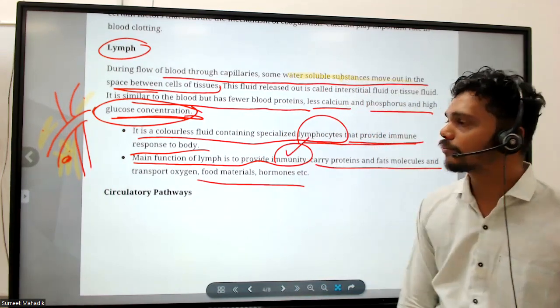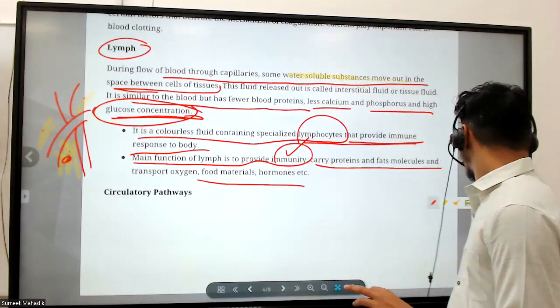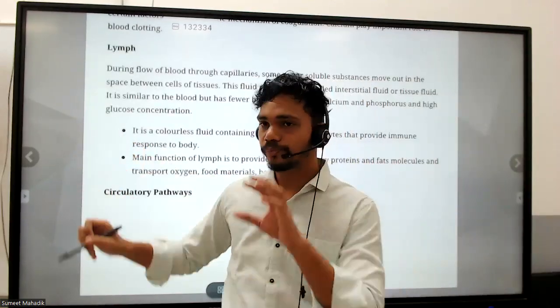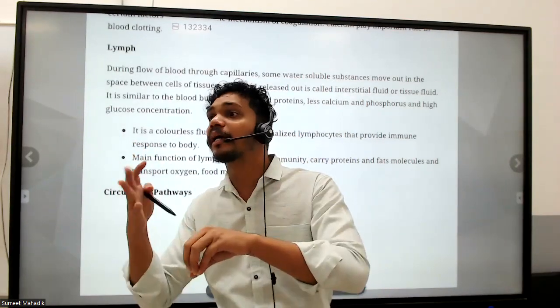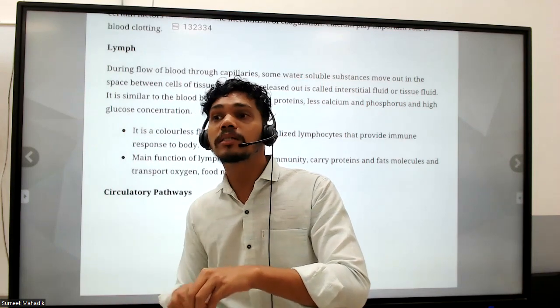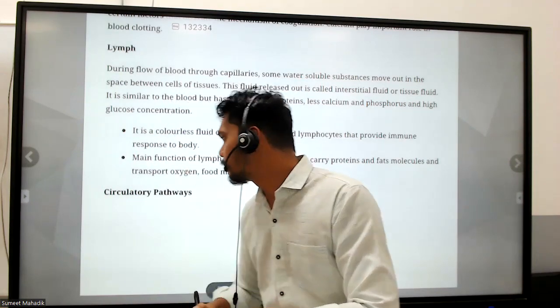So what is the main thing? Immunity. You got the points? If bacteria sit in the gap where blood vessels are not there, who takes care of that part? Lymph will be there.